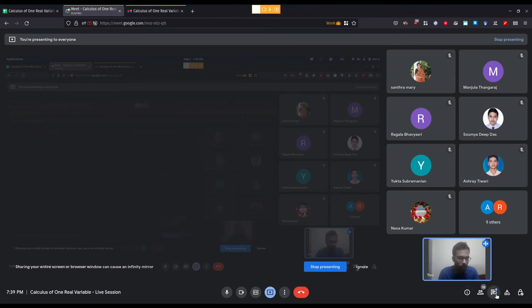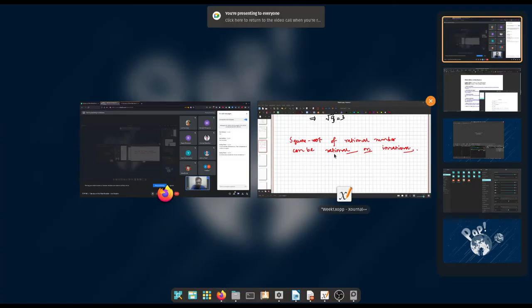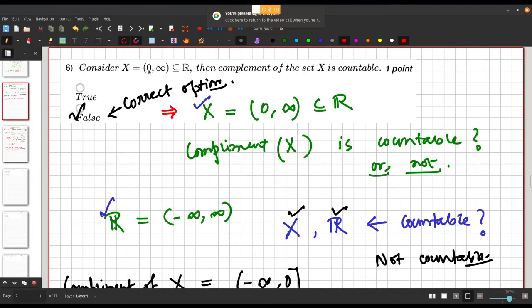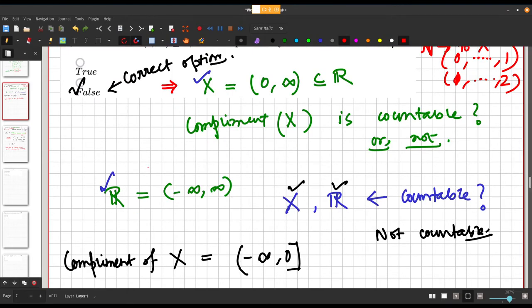Okay, so there was one question which is basically asking that if x is countable, then the complement of x will be countable. No, actually I think it is referring to the previous problem, which is here. So this set is not countable because there is no bijection from natural numbers to this set, right? You can have any number of numbers between 0 and 1, any number of numbers between 1 and 2. So there will be no bijection from the set of natural numbers to this set. So x is actually non-countable. We cannot count it. Similarly, by that logic, the set of real numbers is also non-countable.